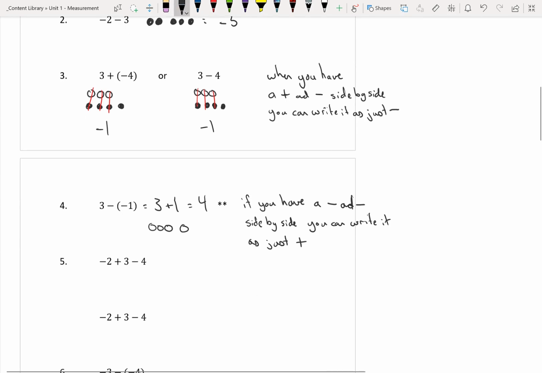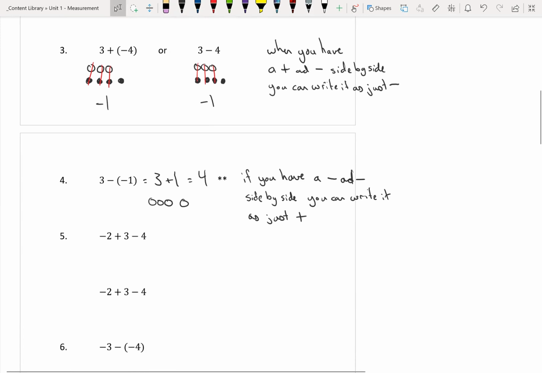Example 5, minus 2 plus 3 minus 4. Again, even though there's 3 terms now, we can still do the same thing. We could write it out in steps, so minus 2, then positive 3, minus 4, and then we could find our 0 pairs. So there's one, there's another one, there's another one.